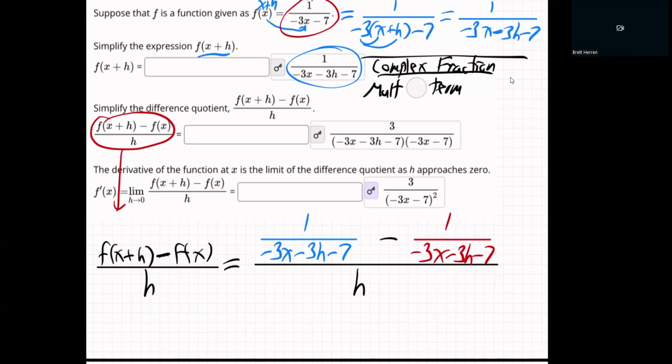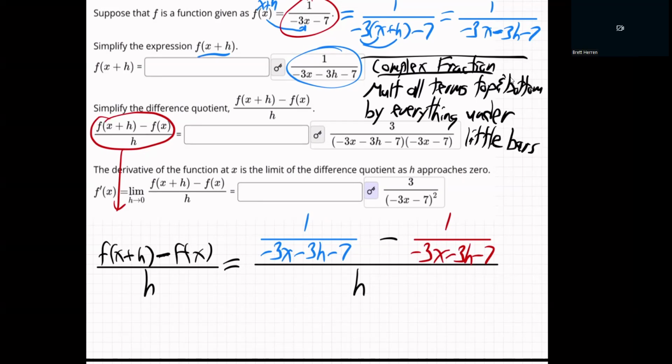all the terms, top and bottom, by everything under the little bars. What am I talking about? Here's a little bar. Here's the major bar. This one, right? This is the big bar, the major bar. Here's a little bar and a little bar. It's smaller anyway than the major. They're the minor bars. So in other words, I've got to multiply everything top and bottom by those guys.